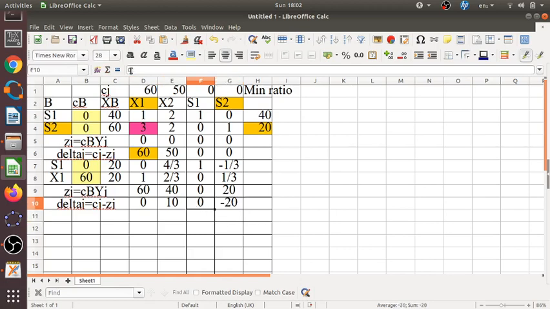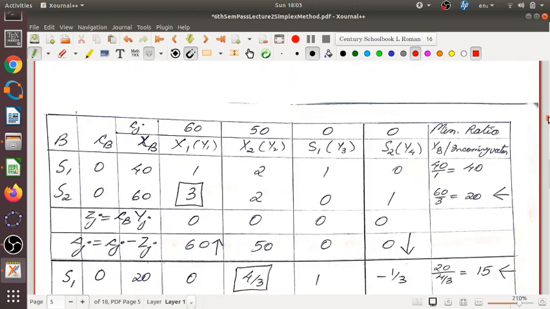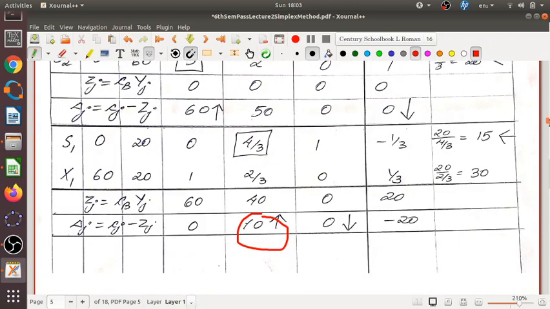Here again, there is at least one delta j which is greater than 0, so our solution is not optimal. We have to mark this particular delta j. This 10 corresponds to the vector x2, so x2 is the incoming vector. I have given the arrow mark here. X2 enters the basis. Then you compute the minimum ratio as well, which is xb divided by the corresponding elements of x2. The minimum ratio comes out to be 15.